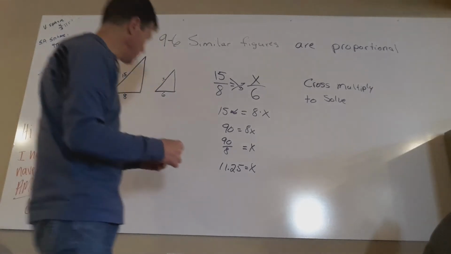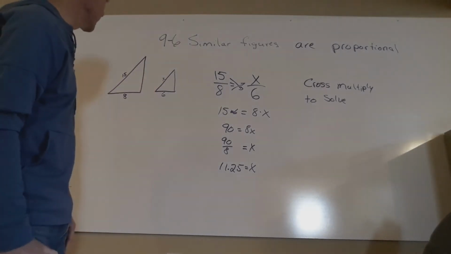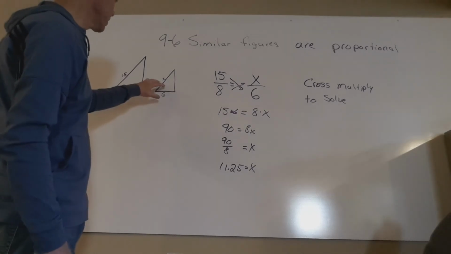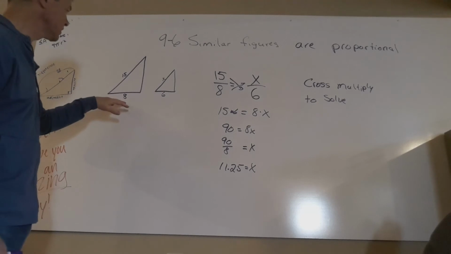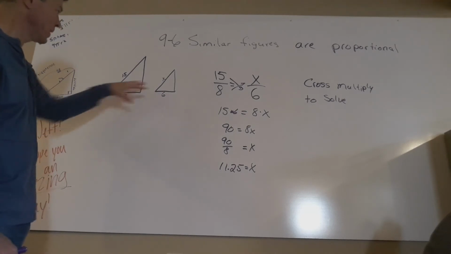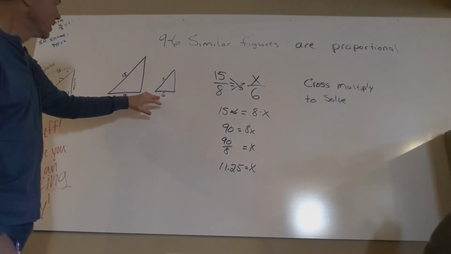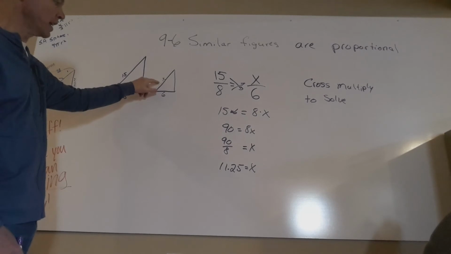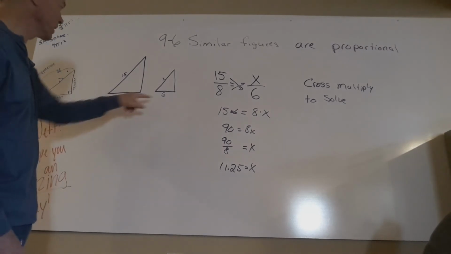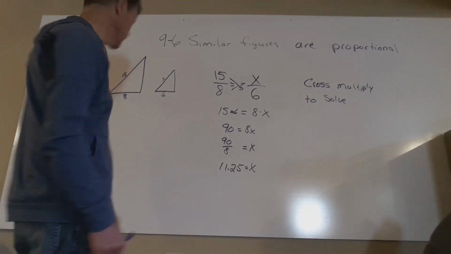When you get your solution, look at this triangle and think, does that make sense? Is it logical that x is 11.25? And yes, it is. That makes sense, because if you're looking at 8 and 15, you would expect this number to be less than 11.25 because 6 is less than 8. So yes, 11.25 does in fact make sense.